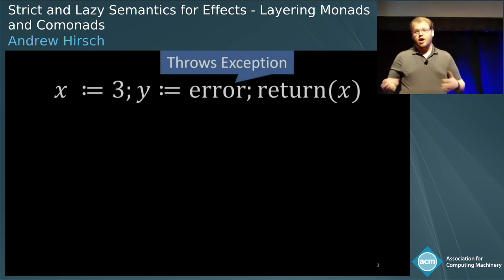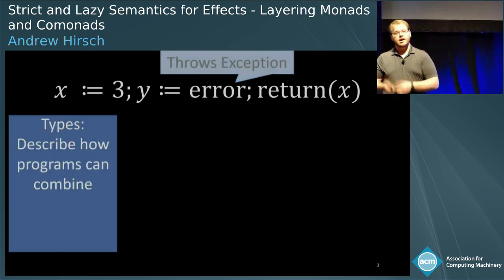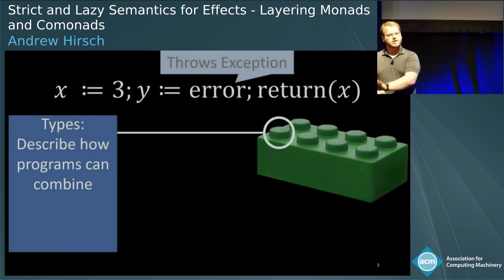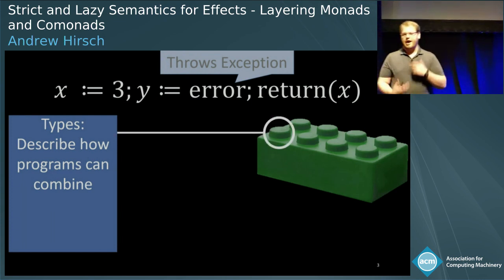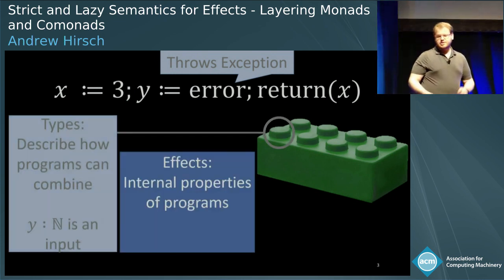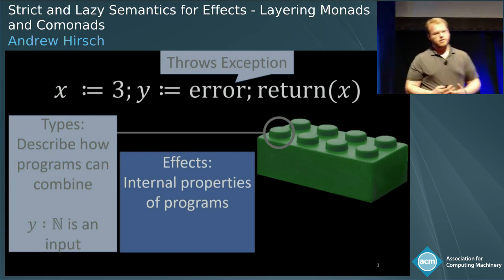And we think about effects in opposition to how we think about types. Types describe how a program can combine. So if I think about programs like building blocks, I can think of types as the pips on the top and bottom of the building block that tells me how I can stick this block to other blocks. Alternatively, I can think about having an input, which is a natural number, as part of the type of some program. On the other hand, I think of effects as internal properties of programs.